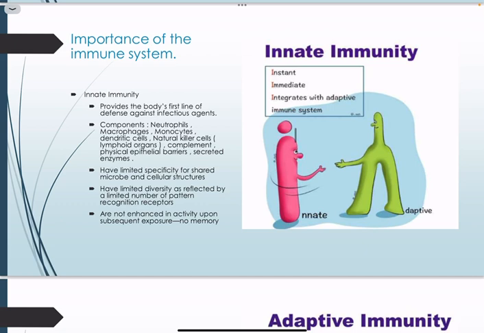And they don't have enhanced activity upon subsequent exposures. So if you are exposed to pathogen A now, and your body gets exposed to the same pathogen a year ahead, 5 years ahead, 10 years ahead, the mechanism of action and the speed of response would be the same. The efficacy doesn't improve with time or with subsequent exposures, which is the contrast of what we're going to talk about in the adaptive immune system.